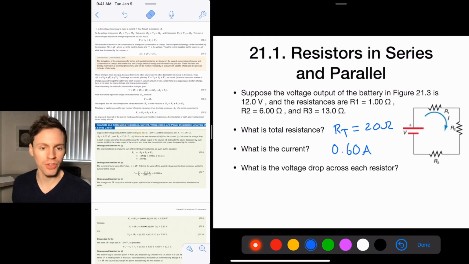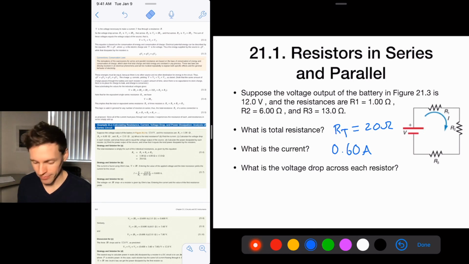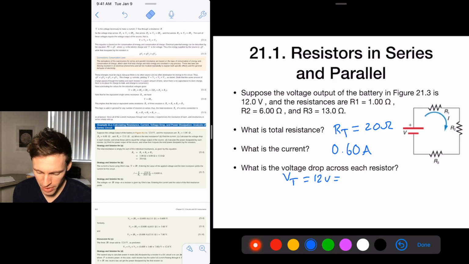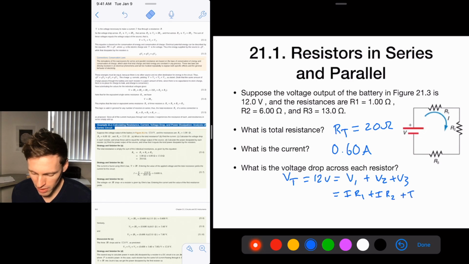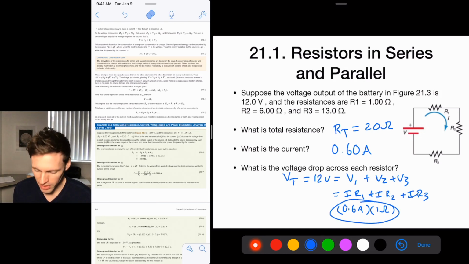Pause now. What is the voltage drop across each resistor? Okay, we know that the total voltage is 12 volts, and we know that each voltage drop, V1 plus V2 plus V3, has to equal 12 volts, but we also know that it's I R1 plus I R2 plus I R3, and we know the current is 0.6 amps. So if we do 0.6 amps times R1, which is 1 ohm, that's the voltage drop across the first resistor. So that's 0.6 volts, and then so on. And you do that for the other resistors, each of them.